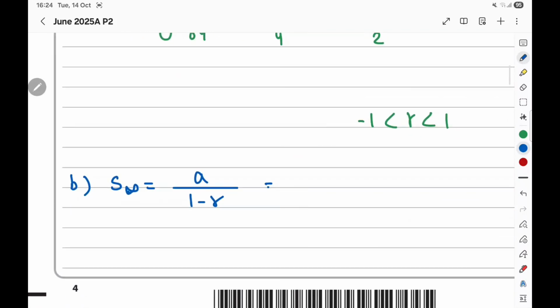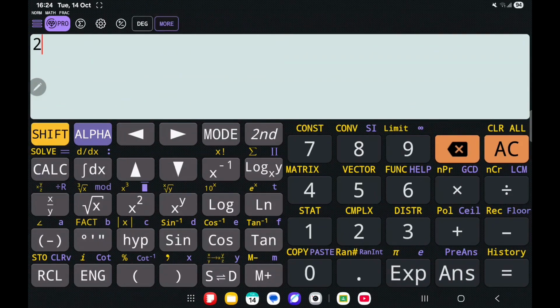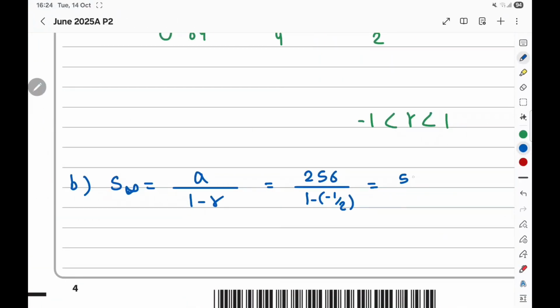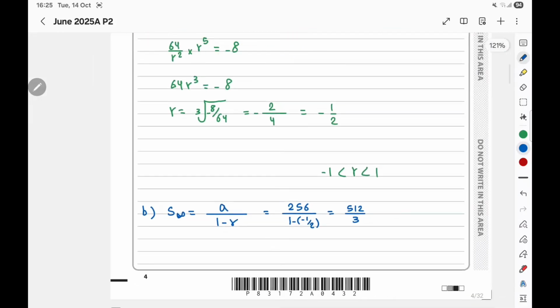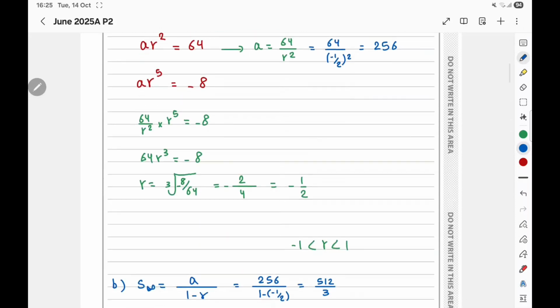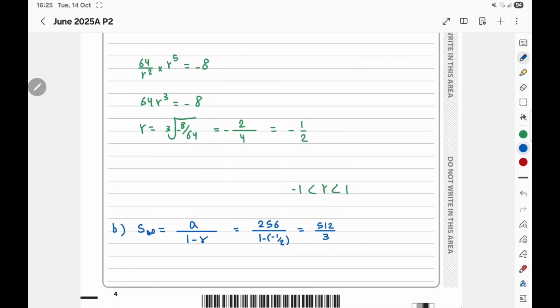So the sum to infinity is 256 over 1 minus R, which is negative half, so 256 over 1.5, which is 512 over 3. The 1.5 comes from the denominator: 1 minus negative half, which is 1 plus half, which is 1.5. Fine, everyone. Let's move to the next one.